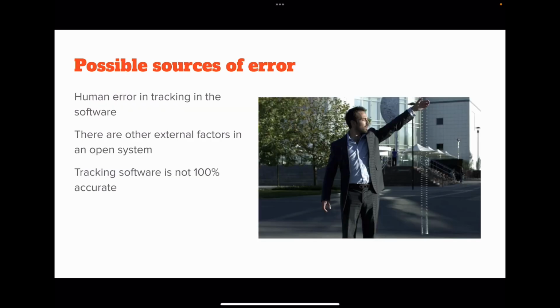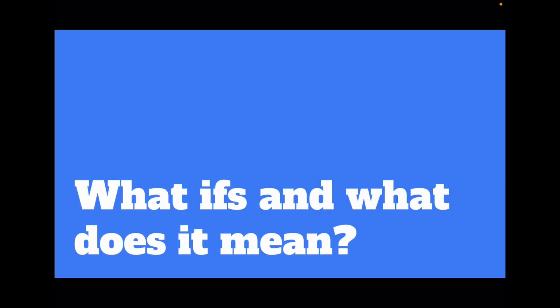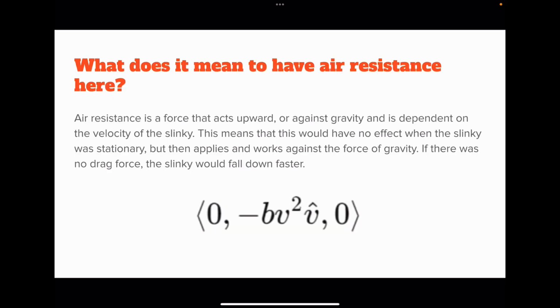Possible sources of error, like we talked about before, are human error in tracking. There are also other external factors that we're not considering since it's an open system, and our tracking software is not 100% accurate. So now going to some what ifs: what does it mean to have air resistance here? Air resistance is a force that acts upward, against gravity, and it's really dependent on the velocity of the Slinky.